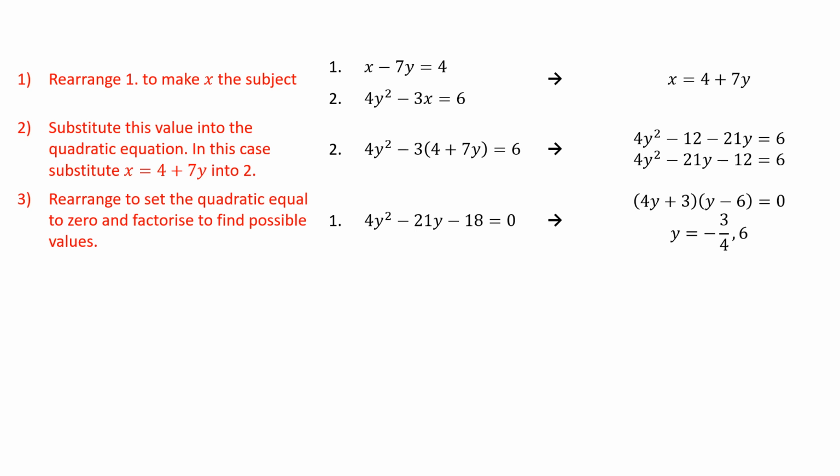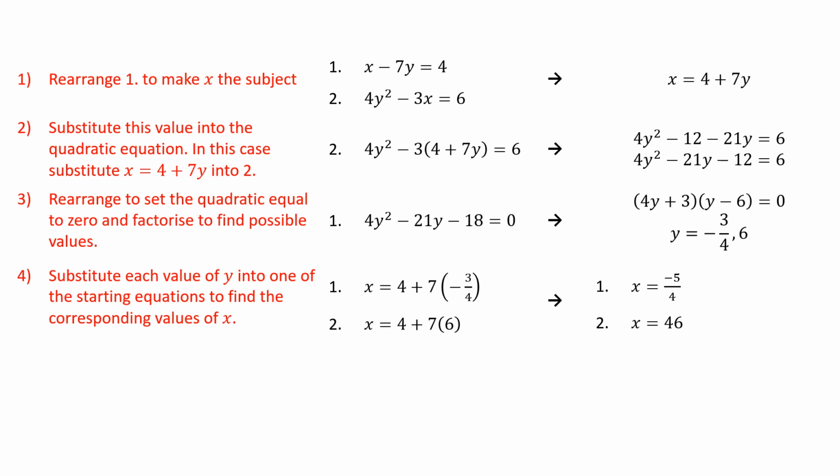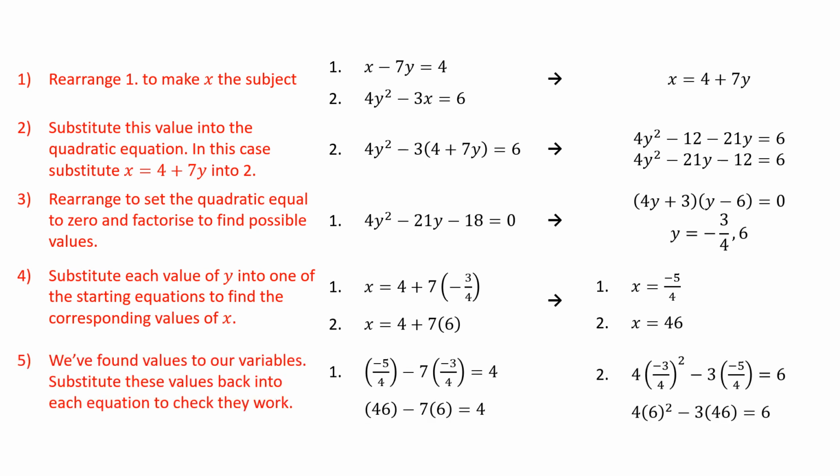We now need to find our corresponding x solutions. So to do this, we're going to take our equation 1 and we're going to plug in these values of y. So when y is equal to minus 3 over 4, we can see that our x solution is minus 5 over 4. And when y equals 6, x is equal to 46. And when we check this out and do our sanity checks, this does indeed work out. So our solution pair is going to be x equal to minus 5 over 4, y equal to minus 3 over 4, and x equal to 46, y equal to 6.